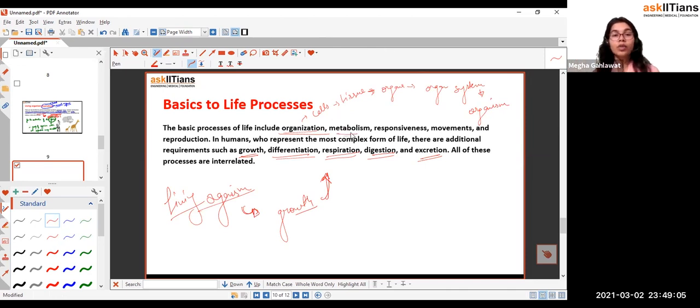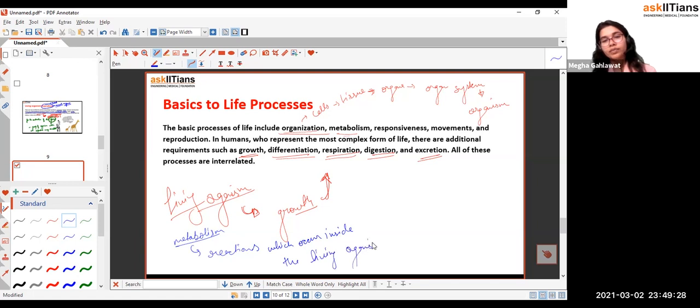And then they show the metabolism. Metabolism, on the other hand, is nothing special, but all the chemical reactions, all the reactions which are going on inside the living body, reactions which occur inside the living organism. Okay. All the responsiveness, we basically did talk about the stimuli, right? It is related to that movement. We can move, we can dance, right? And reproduction, which we just studied about.